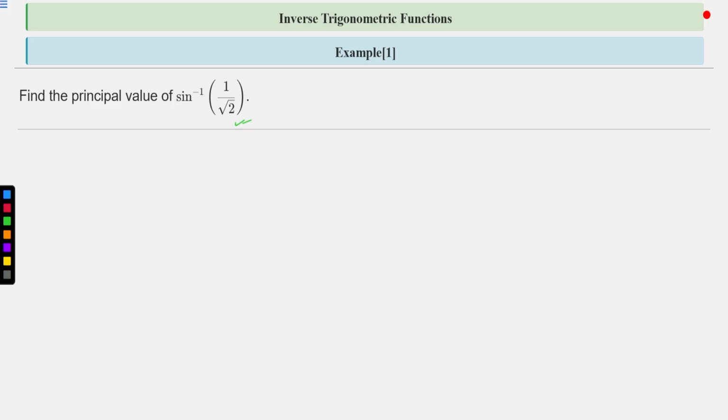Arnav says 45 degree or pi by 3. See, first of all, 45 degree is not equal to pi by 3. 45 degree is equal to pi by 4, right? Yes, it is pi by 4. Many students are saying the answer is pi by 4. Let us discuss.